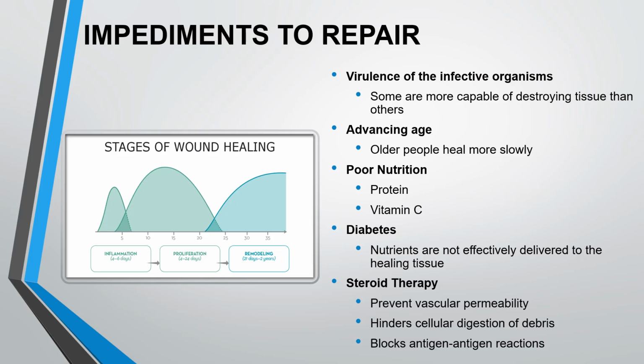Poor nutrition. Protein and vitamin C are essential. No protein, no collagen. No vitamin C, we have poorly cross-linked collagen. Diabetes. Poor blood flow means nutrients don't reach the wound effectively. This is why diabetic ulcers are such a problem. And lastly, steroid therapy. Steroids blunt inflammation, which sounds good until you realize inflammation is necessary for cleanup and repair. So the big picture takeaway here is healing requires blood flow, nutrients, immune cells, and time. Take away any of those and repair slows down.